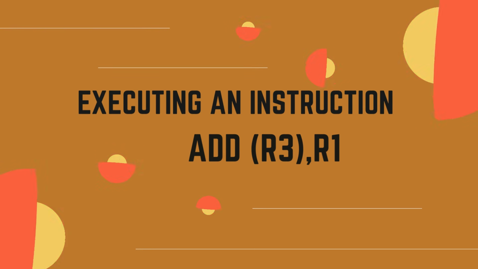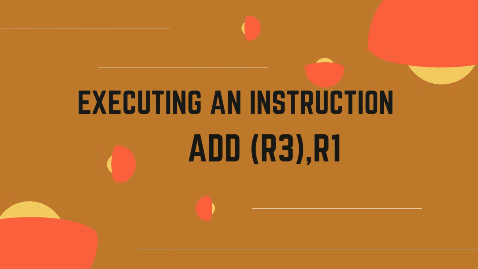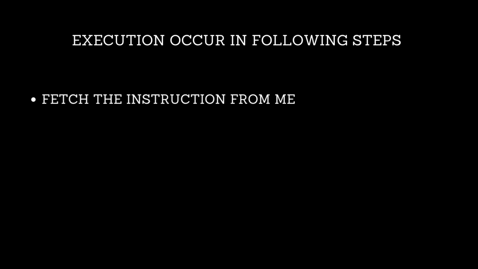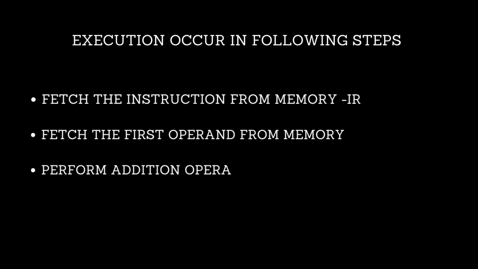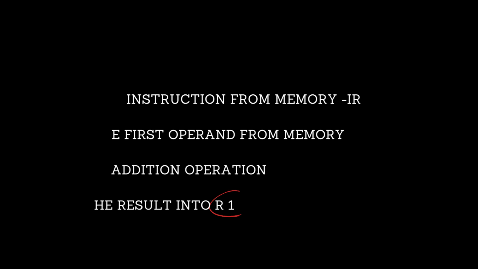We will be executing an instruction to add the data of R3 into R1 and store it in R1. Execution occurs in the following steps. Fetch the instruction from memory and store it in IR. Then fetch the first operand, that is R3, from the memory. Then perform the addition operation. Then load the result into R1.